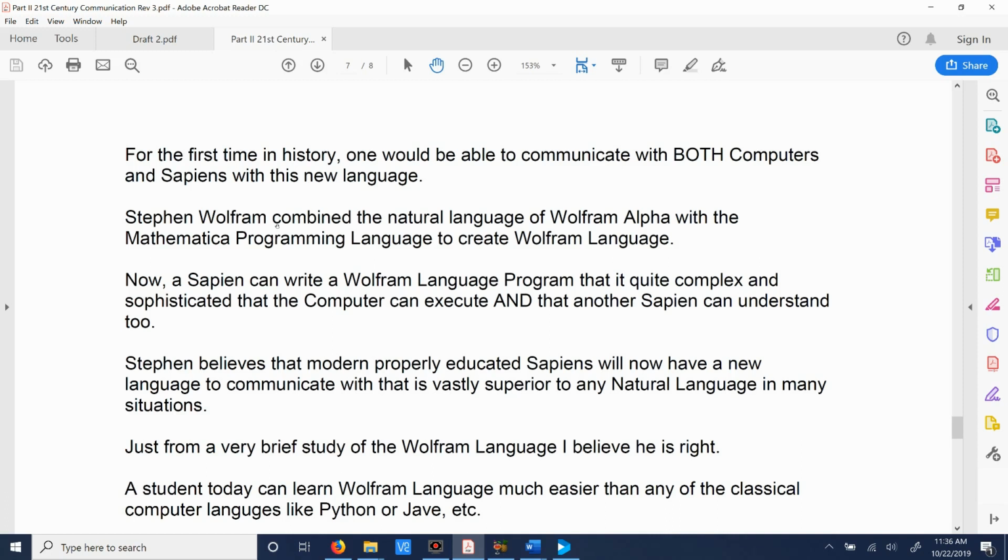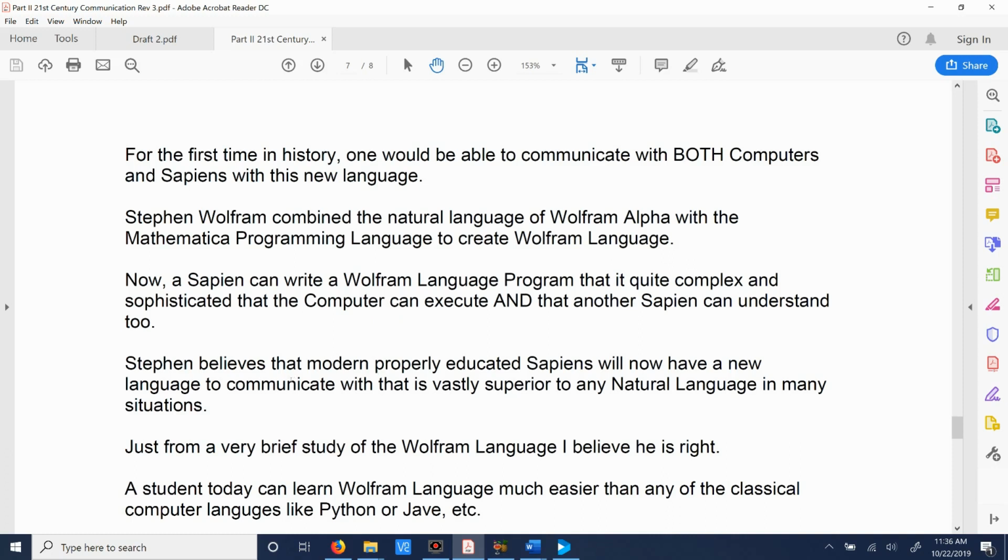Stephen Wolfram has done a lot of videos on this, and you can go watch his YouTube videos. He talks about it. He combined the natural language ability of Wolfram Alpha with the Mathematica programming language to create Wolfram language. They're combined. And now you can write a Wolfram language program that is quite complex and sophisticated, and the computer can execute it, but also another sapien can understand it just by looking at it.